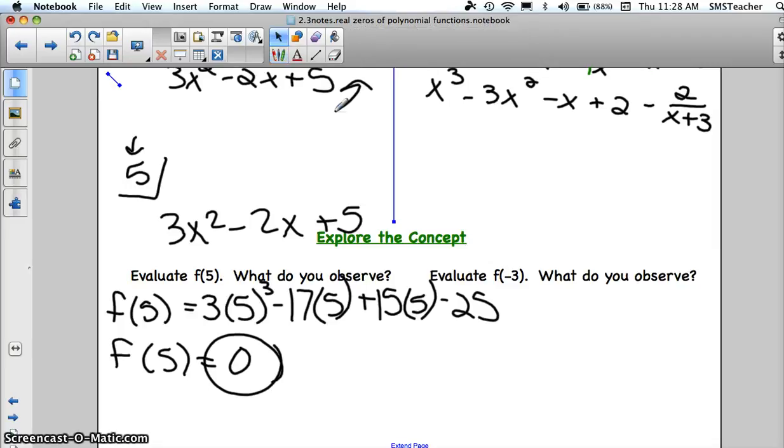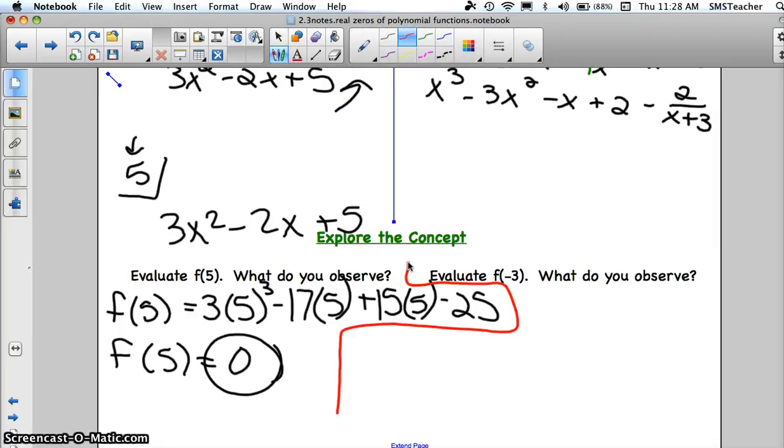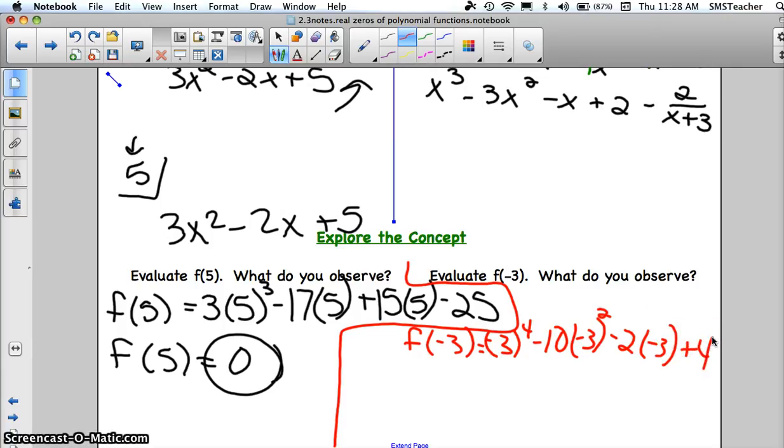Let's evaluate f of negative 3. For f of negative 3, that's negative 3 to the 4 minus 10 times negative 3 squared minus 2 times negative 3 plus 4. When you evaluate f of negative 3, that's equal to 1. And I think I've made a mistake somewhere. Hold on just a moment.